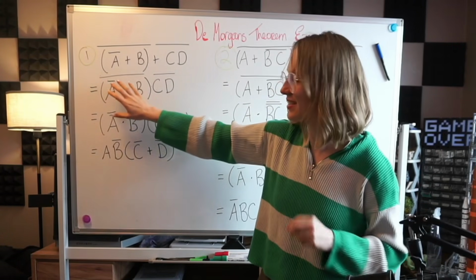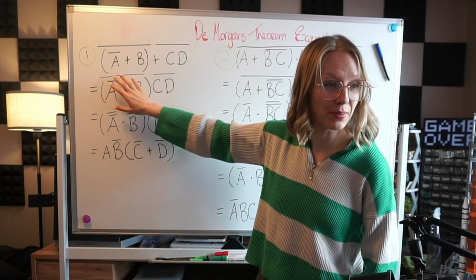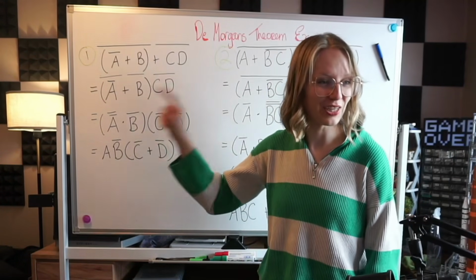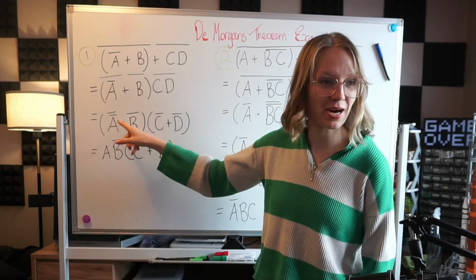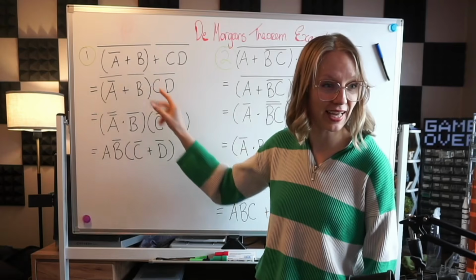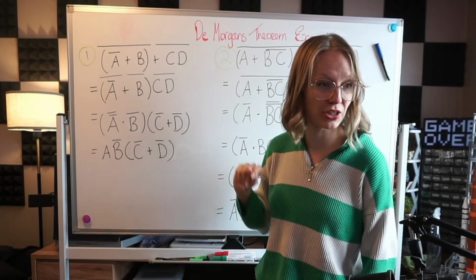So in this case, a bar plus b, chop the line, change the sign. In this case, we get a bar bar dot b bar in brackets. And in this guy, we chop the line again and change the sign. We change the dot to a plus.